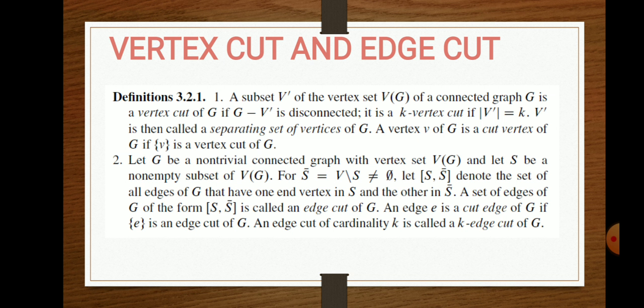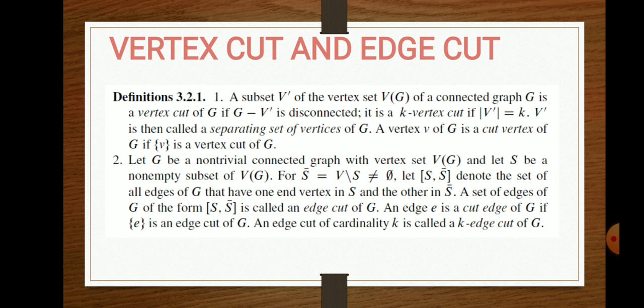So by removing certain vertices, the given graph becomes disconnected. Then the subset V dash of the vertex set V of G is called a vertex cut. It is a K vertex cut if the cardinality of V dash is equal to K. If there are K elements in V dash, then that set is called a K vertex cut. V dash is also called a separating set of vertices of G.